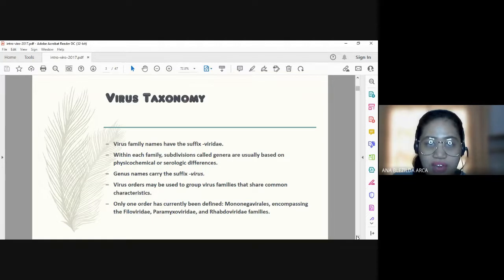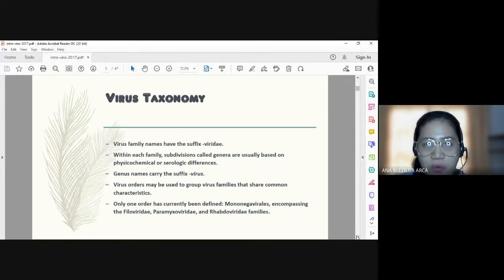Ano pang example? Yung coronavirus, 'di ba, natin ngayon, yung COVID na 'yan, right? So, ang family niya is Coronaviridae family. Yung virus niya is coronavirus. Okay? So, ganun siya. So, within each family, meron kang subdivision called genera, which is based on the physiochemical and serologic differences. And then, the genus will carry the suffix called virus. Kaya nga naman, ang tawag mo sa rabies is rabies virus kasi you refer to the genus, right? O paano naman yung COVID, anong genus niyan? Eh, di coronavirus, 'di ba? Basta merong ending ng virus, genus ang pinag-uusapan. Kaya ang tawag sa kanya is coronavirus, right? Yun ang genus niya. So, the virus order may be used to group virus families to share a common characteristic.